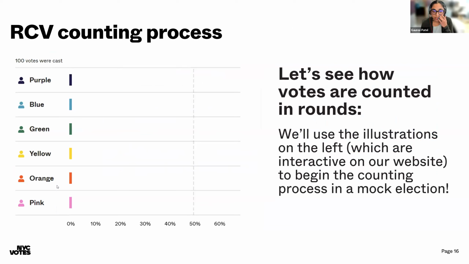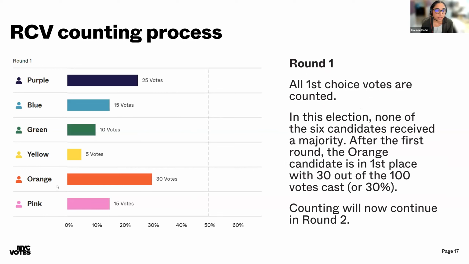As also mentioned in the video, we're going to talk a little bit about how the counting process works for ranked choice voting. So in the first round, we see that votes are counted per candidate, right? And so in this example, we're looking for a candidate that meets that 50% or majority mark for votes. And if none of the candidates meet that threshold in the first round, then we move on to the second round and so on. And so in this example, none of the 6 candidates received the majority of the vote.